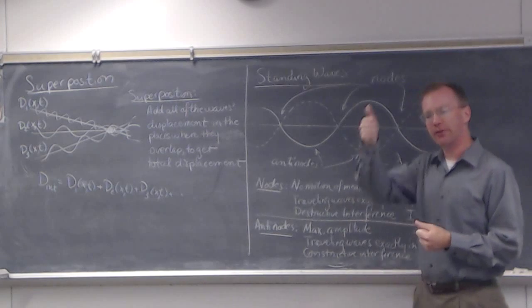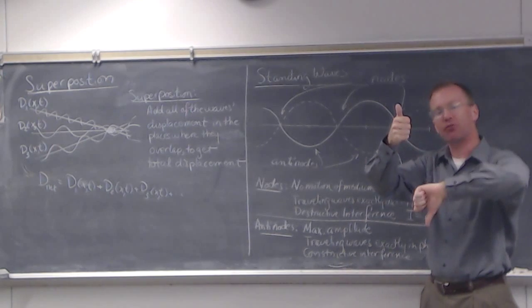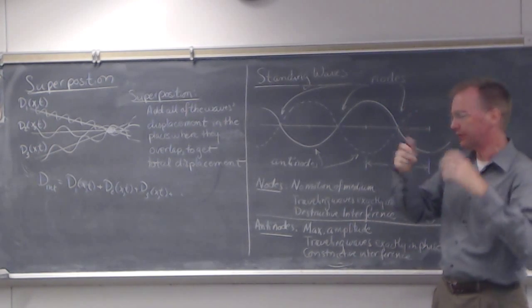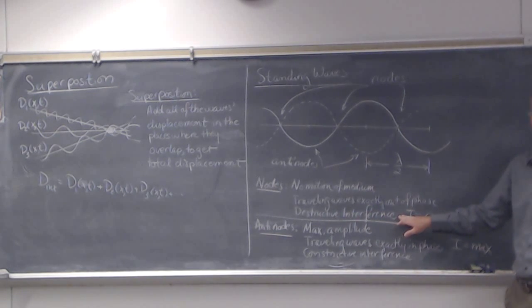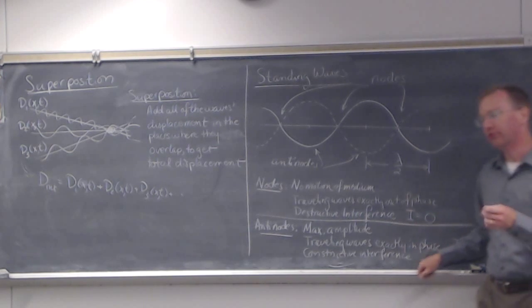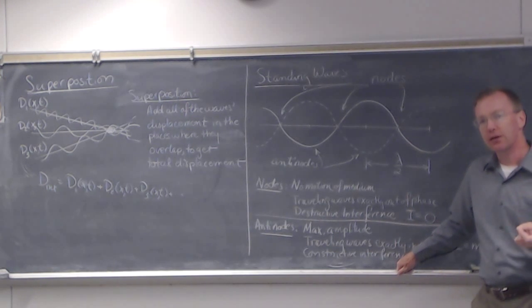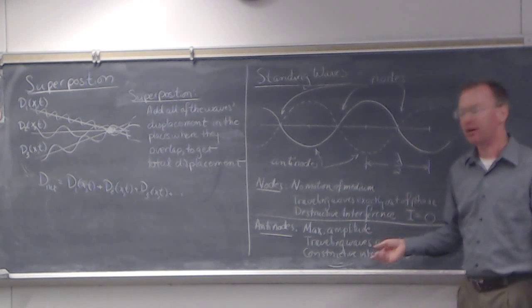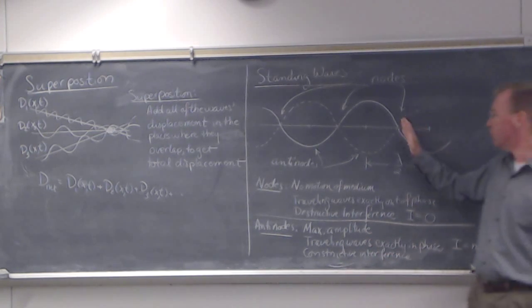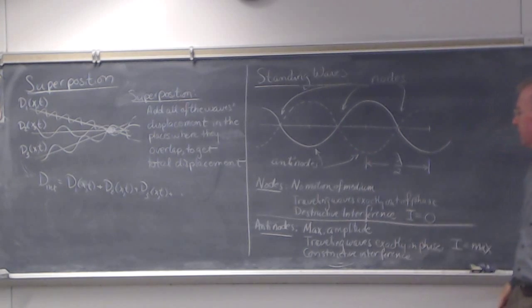If you've got a displacement this way, it's canceled out by a negative displacement down like that, of the same magnitude. This is called destructive interference, when they cancel each other out. And what you'll wind up with, since the intensity is proportional to amplitude squared, if the amplitude is 0, the intensity is 0. There is no intensity there in the nodes.